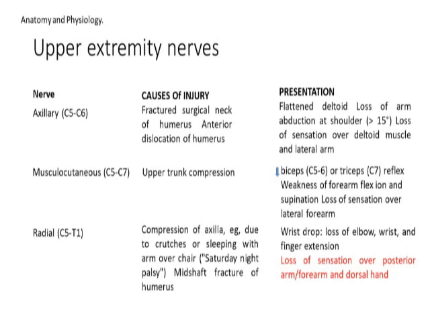It goes from C5 to C6, and the etiology of injury is fracture of the surgical neck of the humerus or anterior dislocations, like from an accident involving the shoulders. The presentation is a flattened deltoid, loss of abduction of the shoulder beyond 15 degrees, and loss of sensation over the deltoid and lateral arm.